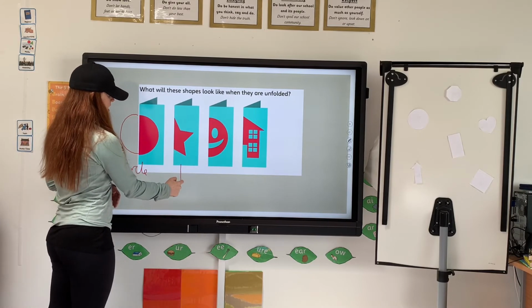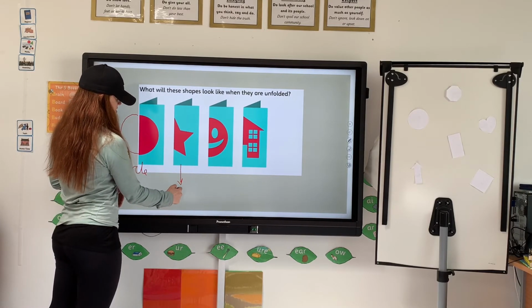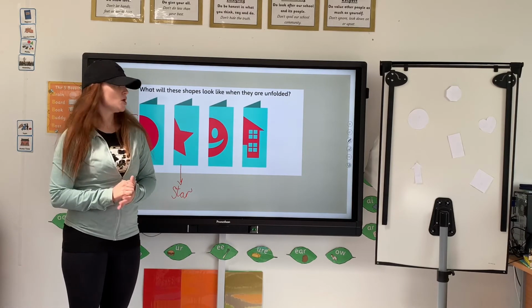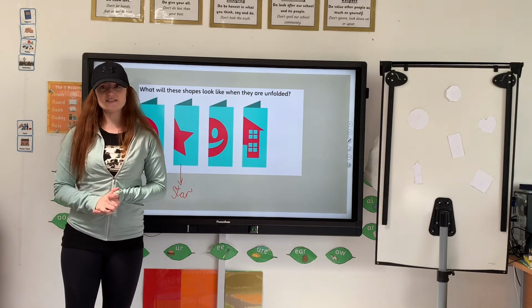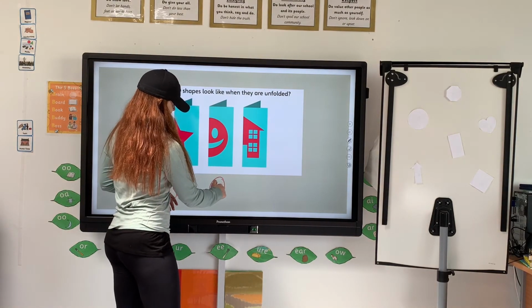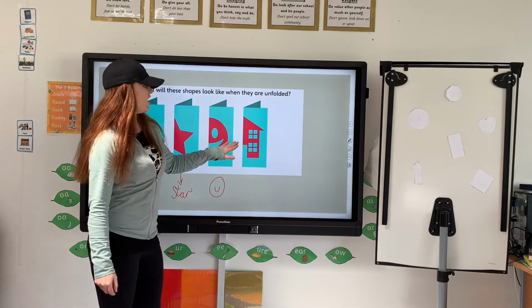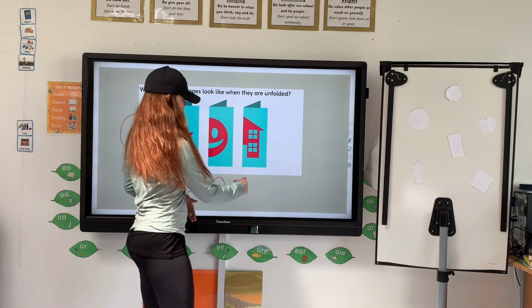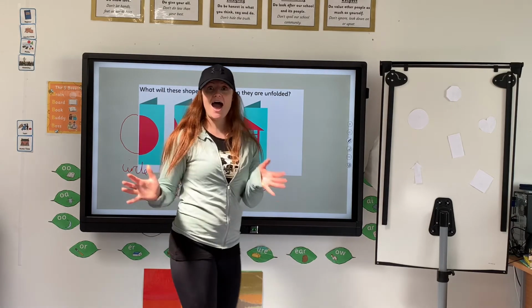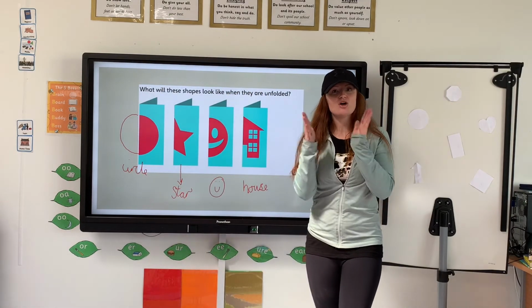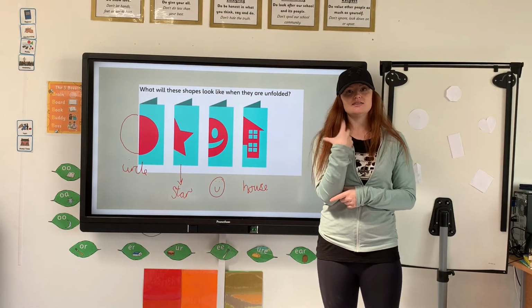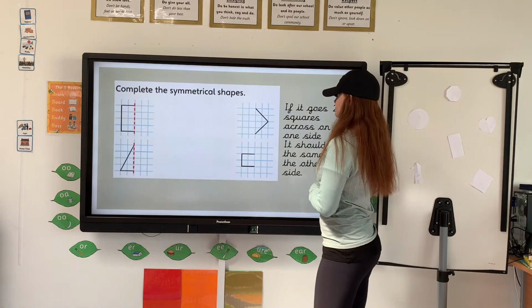We've got half of a star here, so the full shape would be a star. We've got half of a smiley face here, so the full shape would be a smiley face. Do a big smiley face here. And then we've got half of what looks like a house, so the full shape would be a house. So that's looking at the halves of the shapes, the symmetrical one half, and seeing what we think the full shape is.